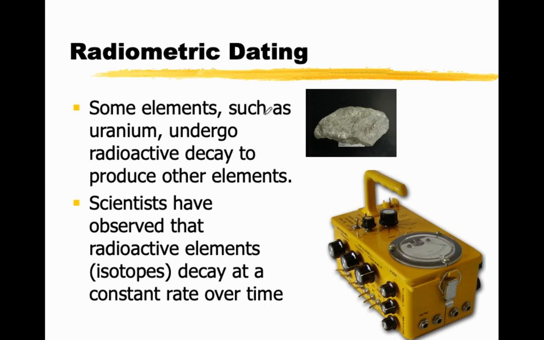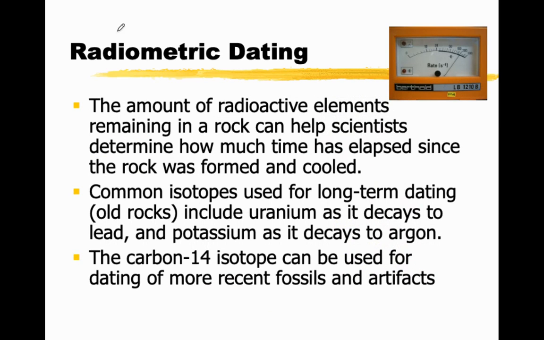So, some elements, such as uranium, undergo radioactive decay. That is the term that is going to make this whole thing possible, because they're going from uranium down to another element. In this case, I believe uranium decays down to lead. Now, they have what is called a half-life, which means they decay at a constant rate over time, but they decay to half as much as there once was. So the amount of radioactive elements remaining in a rock can help scientists determine how much time has elapsed since the rock was formed and cooled.